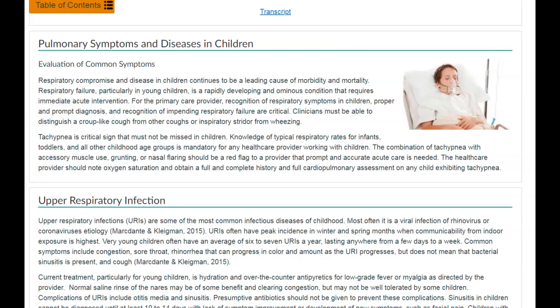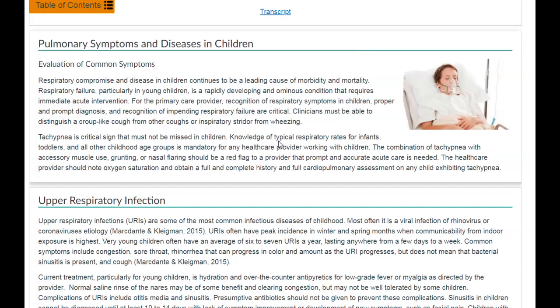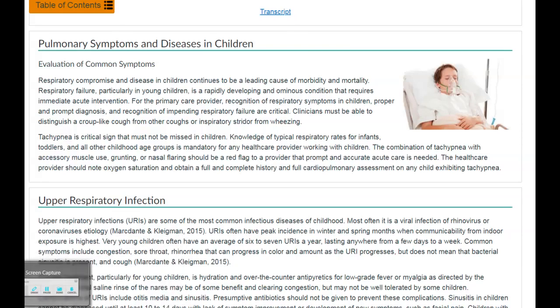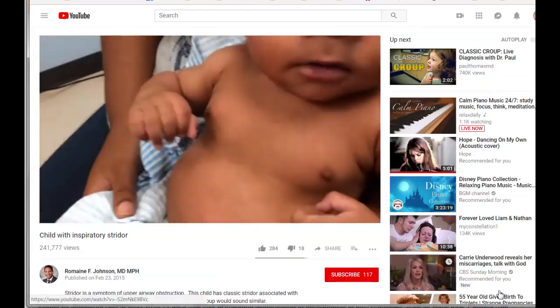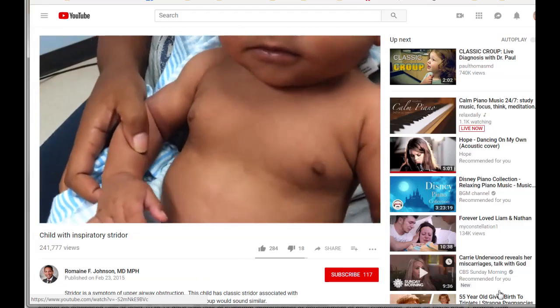The healthcare provider should note oxygen saturation and obtain a full and complete history and full cardiopulmonary assessment on any child exhibiting tachypnea. Here is a video I found on a child with inspiratory stridor.